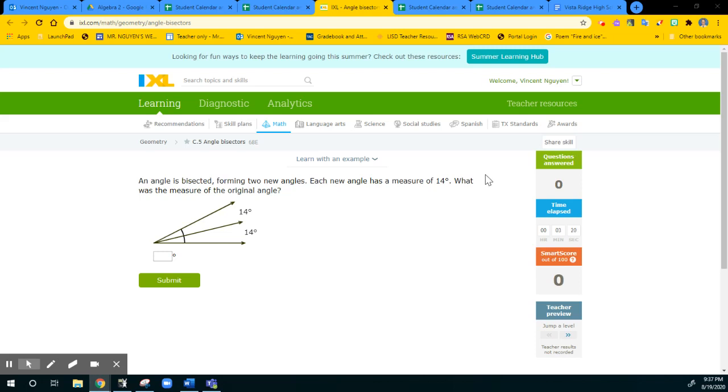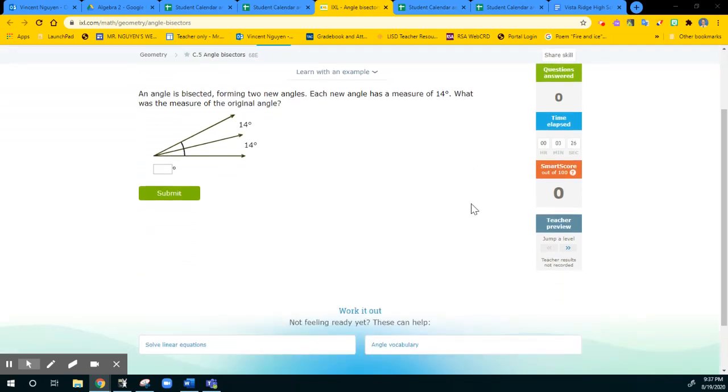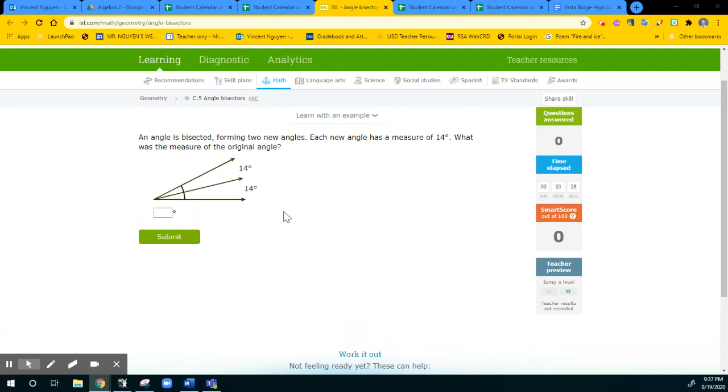Today we're going to be working on angle bisectors and how to use the relationships to solve problems. Okay, so let's take a look at this first one here. This one is pretty easy. It says that this segment right here is an angle bisector that forms the two smaller angles. Each of them is 14 degrees and 14 degrees, and it's asking us for the original angle, which is the large one on the outside.